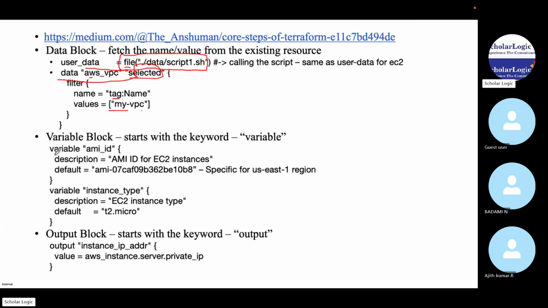Here the variable block is written just to define your variables. It could be the AMI ID, it could be your instance type, it could be the count, how many EC2 instances you are going to create, like that. In the output block, usually you get values from the resources that you have created, aws_instance.server.private_ip.